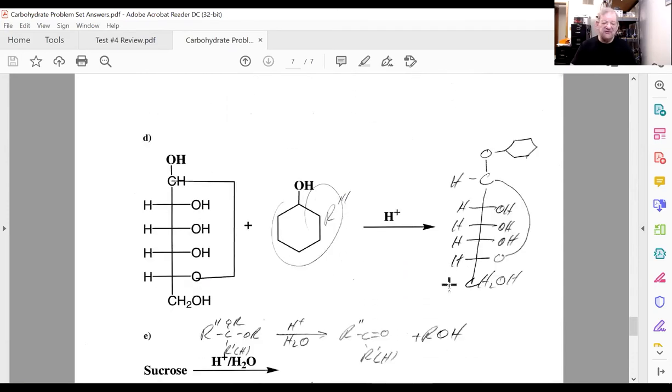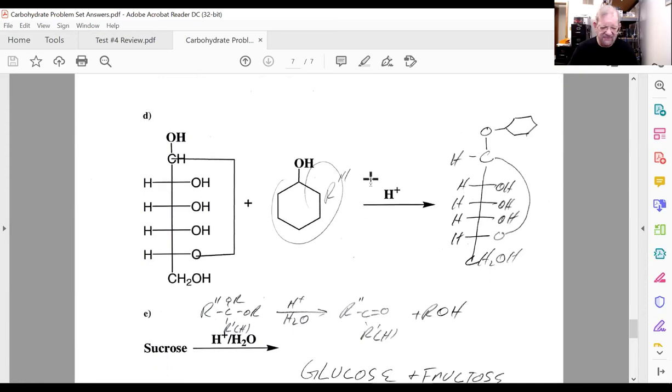Then I did the chemistry instructor's favorite trick on a test. Give you a big, scary R group, cyclohexane ring. Hydroxyl group replaced with OR triple prime. And the rest of it stays the same. And the oxygen. And you have this R triple prime cyclohexane ring.